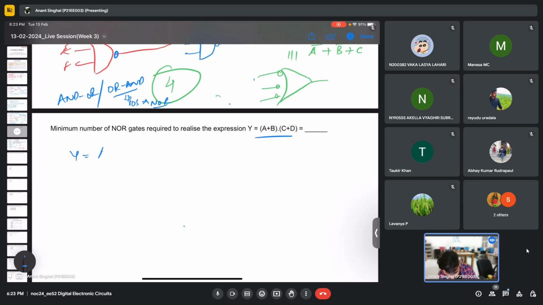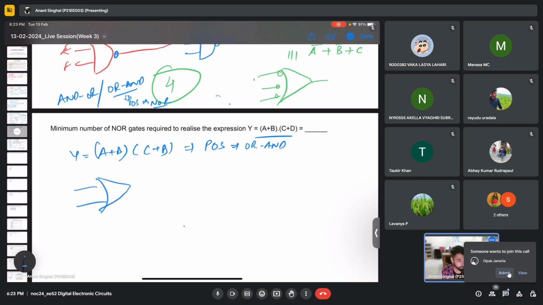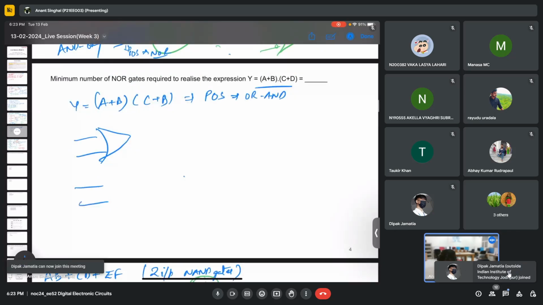We have an expression (A plus B) times (C plus D). So this is a POS form. So I'm using the OR AND implementation now. So we have A plus B, then I have a C plus D.